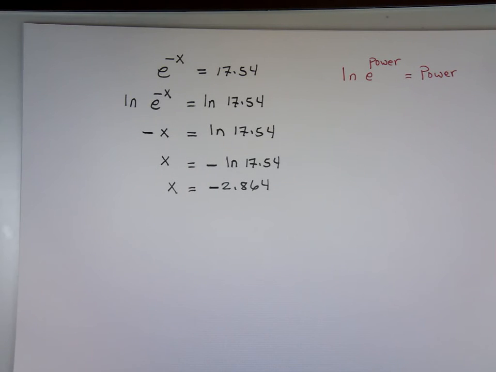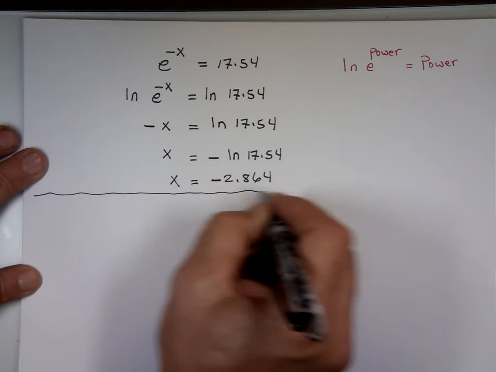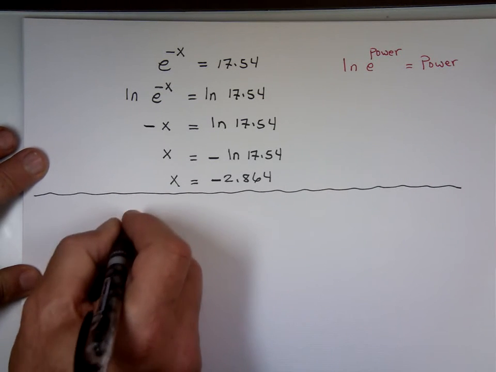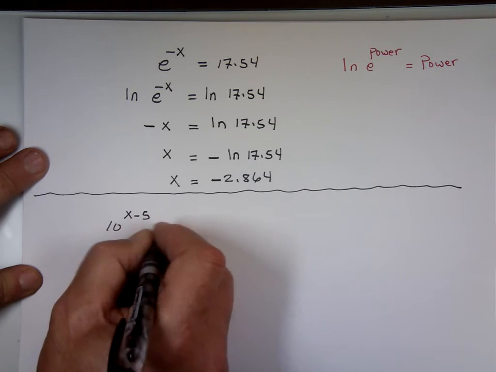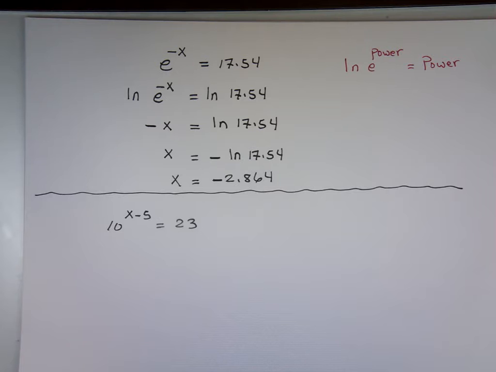So if you're lucky, you have e to the x in the problem, or you have 10 to the power. Let's see, you have a problem like this: 10 to the power. If you have 10 to the power, what do you use? The log, not the natural log.